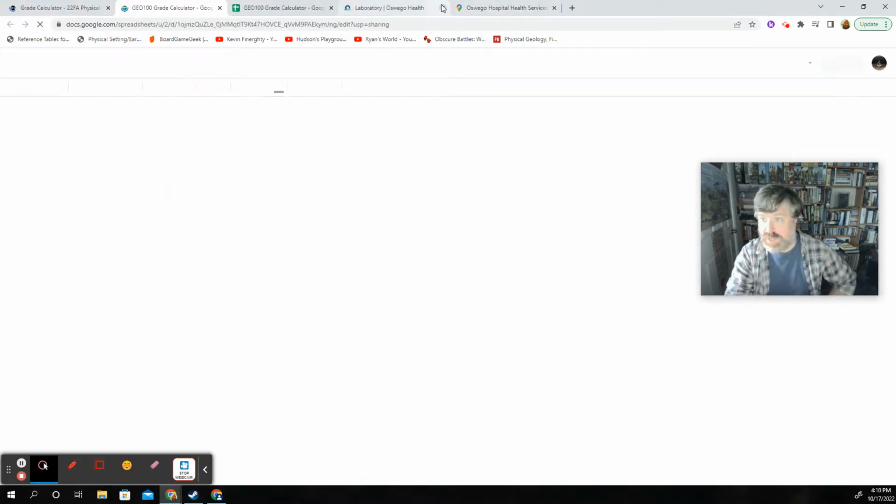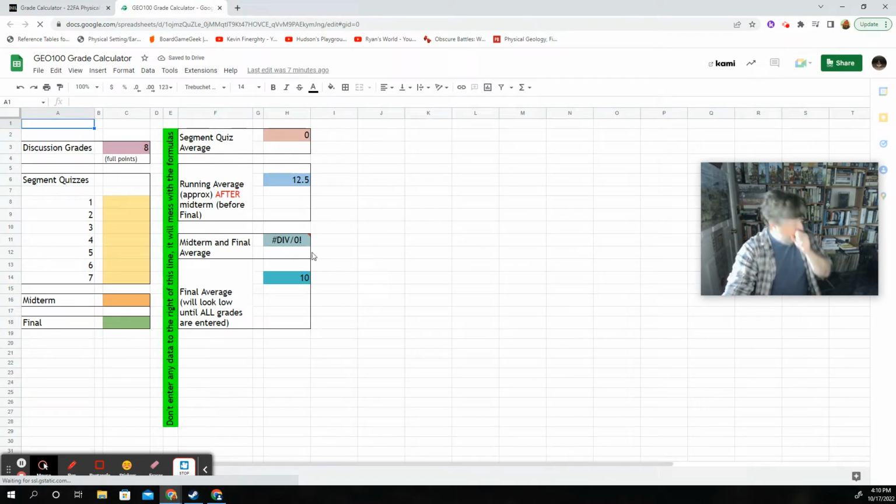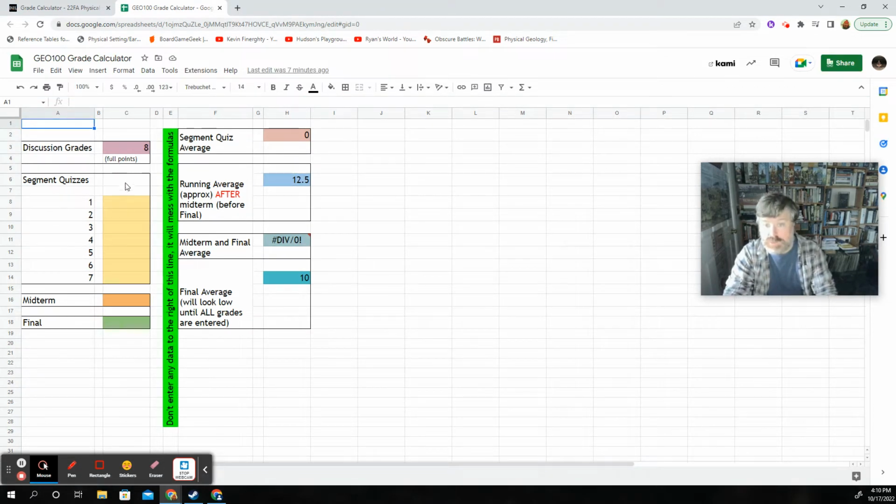So if we go ahead and hit that, this opens up, which is going to allow you to put in your own grades over here on the left. Don't write to the right of these lines. There's formulas in there that would screw it all up. So as discussed at the beginning, we've got discussion grades, the segment quizzes, the midterm, and final.